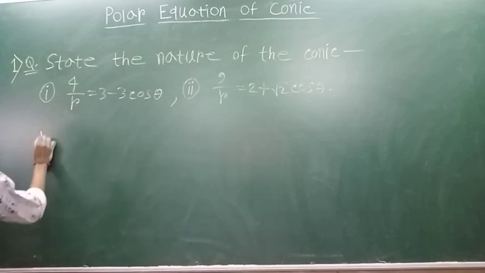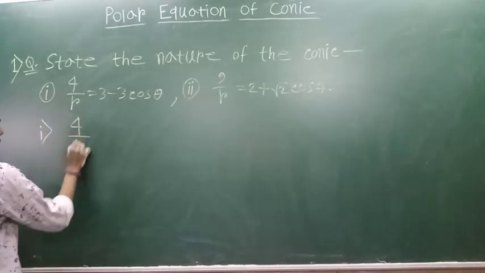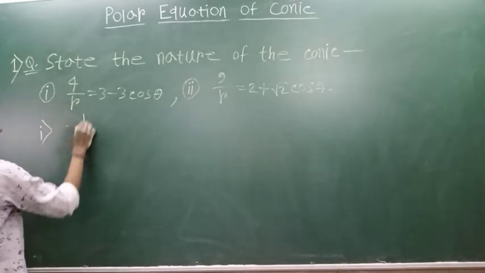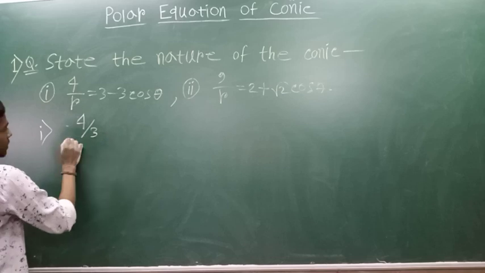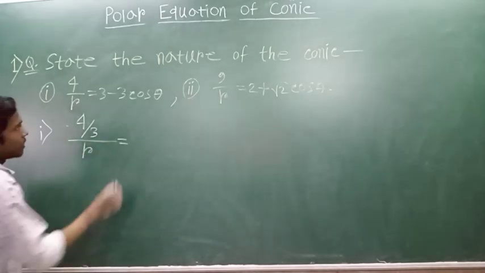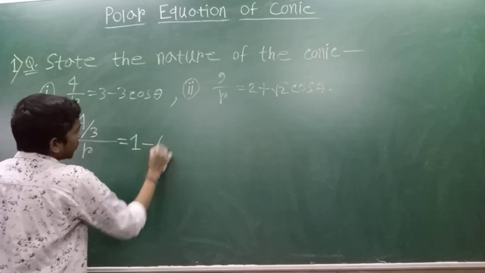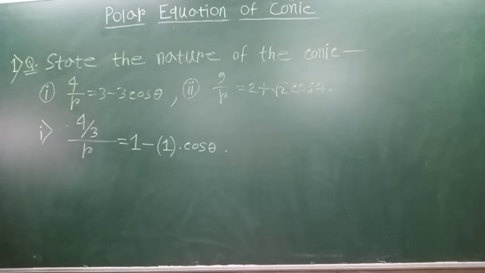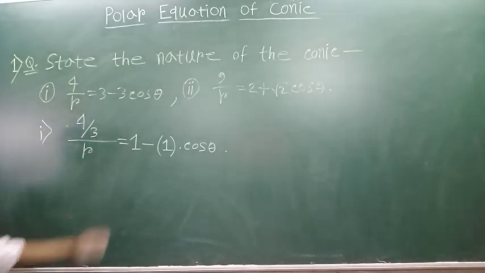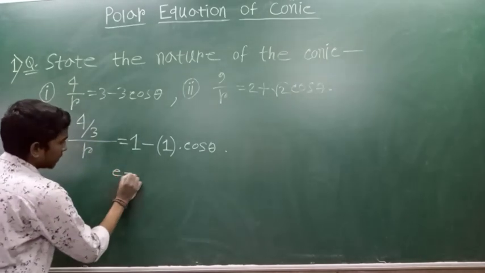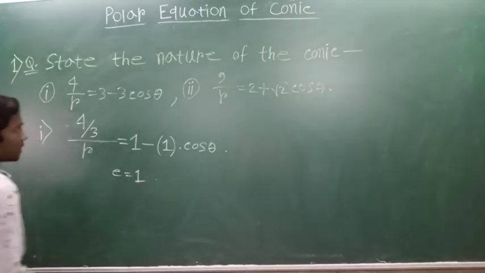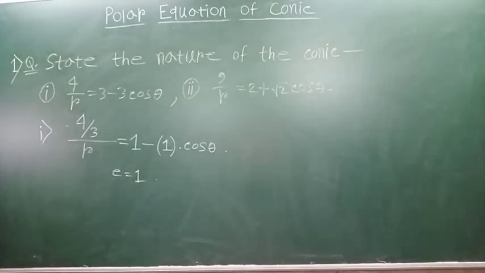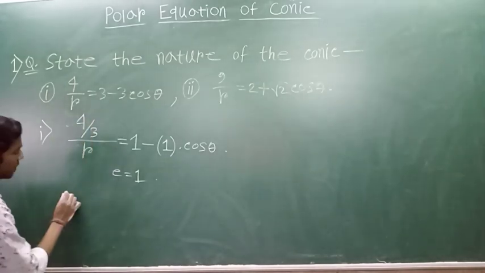Okay, so let's simplify this equation. 4 by r is equal to 3 minus 3 cos theta. So divide both sides by 3, and you get 4 by 3 divided by r is equal to 1 minus 1 into cos theta. So here this is L by r is equal to 1 minus e cos theta. So eccentricity e is equal to 1. Hence the equation represents a parabola with length of semi-latus rectum 4 by 3 units.